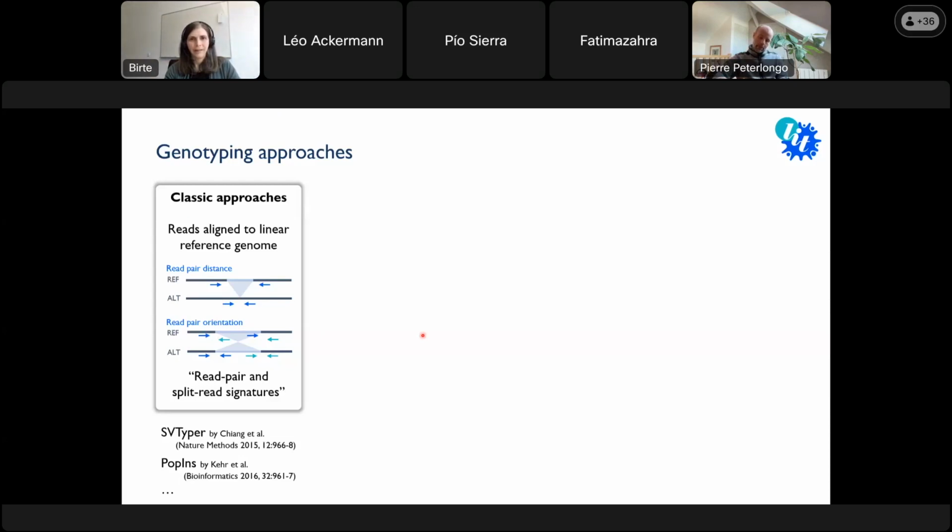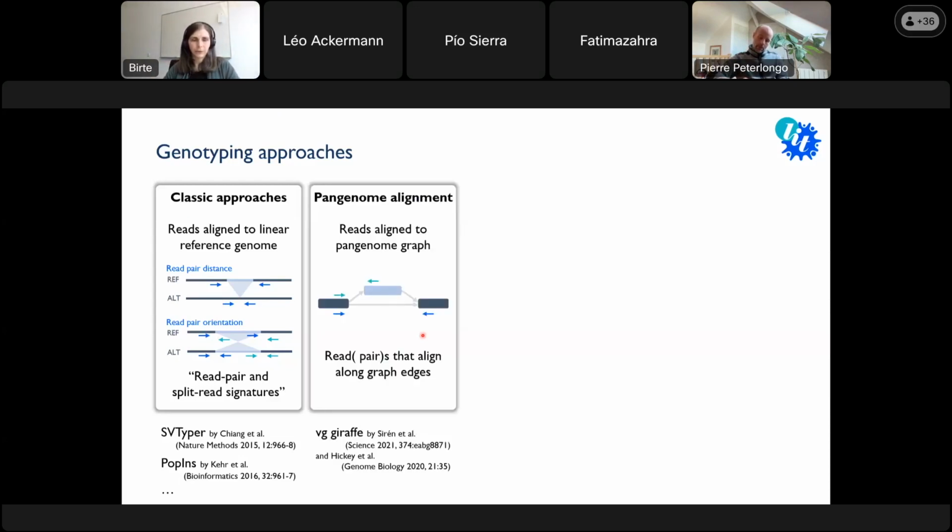Then there are already a few tools for pangenome alignment. One is, again, deep in the method section of the VG paper by Hickey. It's described where you use reads aligned to a pangenome graph, and then you look at read pairs that align along the graph edges, and those are informative for your variant. Based on coverage along the different paths through the graph, a genotype is output.